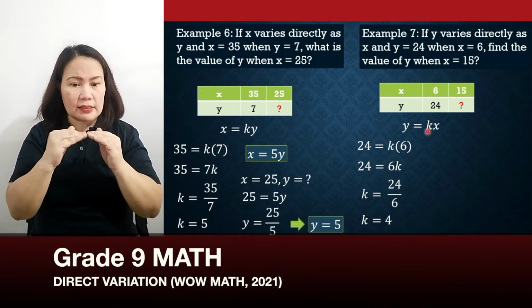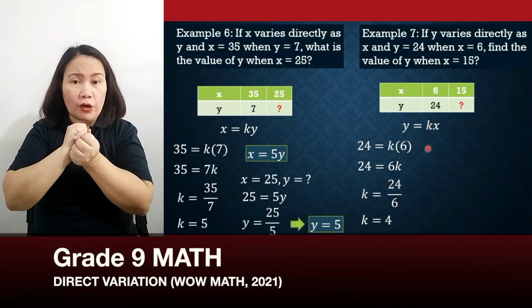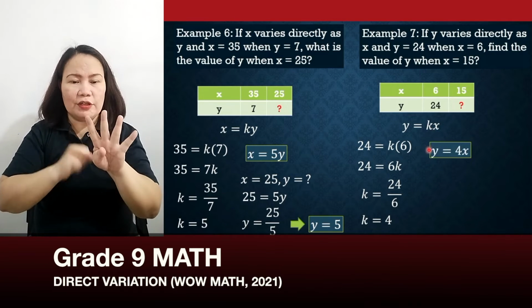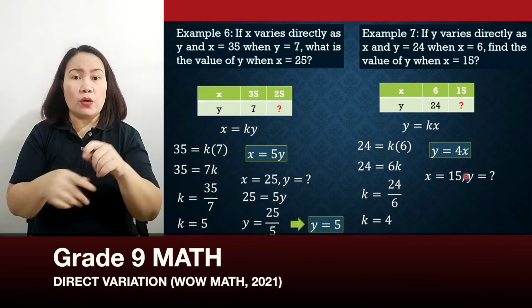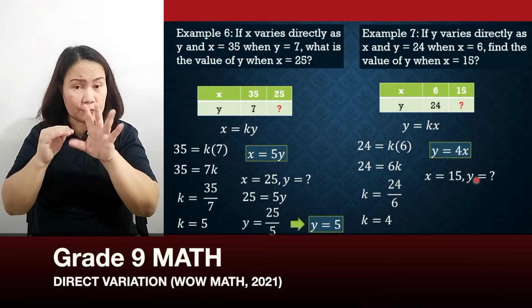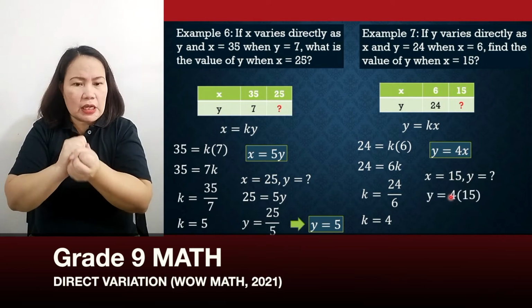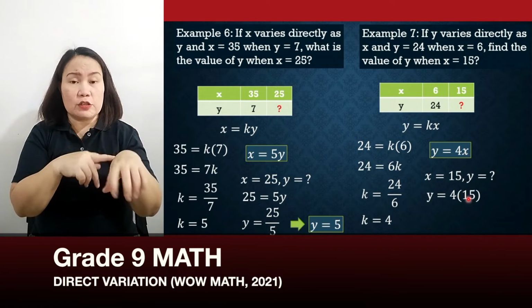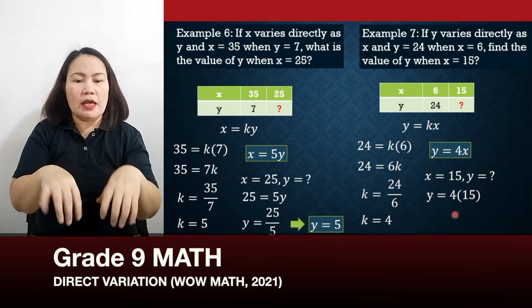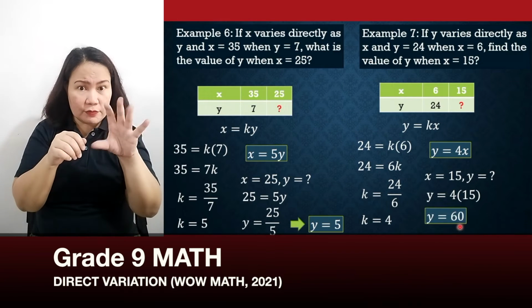Okay, so balik tayo dito sa equation natin. Yung k na to or yung constant, papalitan na natin ng 4. So yung equation natin is y is equal to 4x. So ang tanong, if x is 15, what is the value of y? So substitute lang natin yung value ng x natin. So y is equal to 4 times 15. Papalitan natin yung x natin ng 15. Therefore, if x is 15, y is equal to 60. Okay.